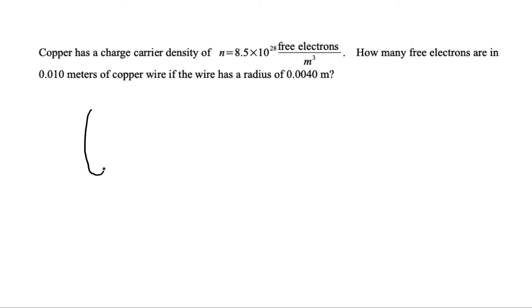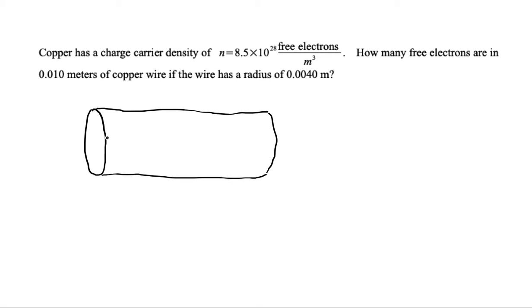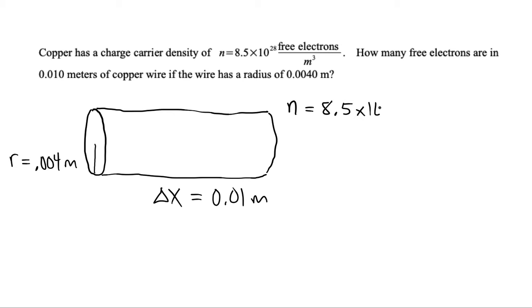Let's take a look at the geometry of this. The wire is going to be a cylinder shape where the length is 0.01 meters. We also see that the radius is 4 millimeters. And we have the charge carrier density, 8.5 times 10 to the 28th.